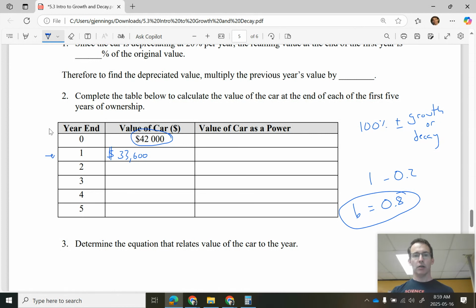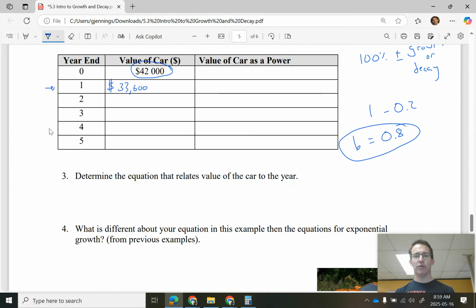So the equation that relates the value of the car to the year. This one we don't have to do any fancy x conversions because we started at year 0. I've owned the car for 0 years, it's worth the sticker price. I've owned the car for 1 year, I multiply by depreciation once. Okay? So what's our equation look like down here? What's my A, initial value? The 42,000. Good. And the B, growth factor? 0.8.